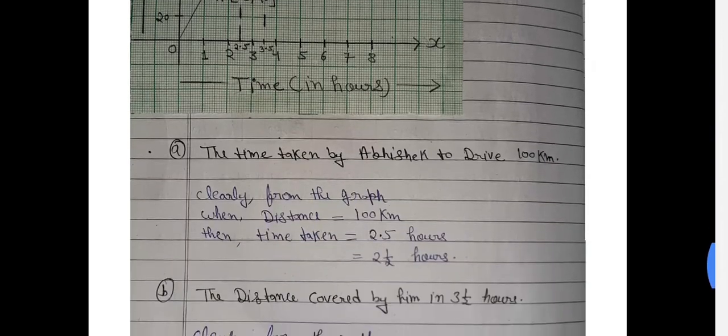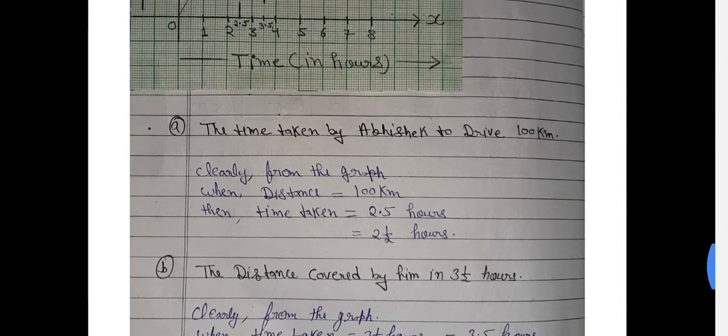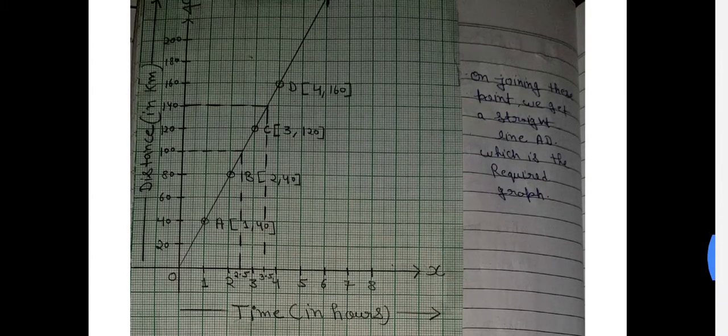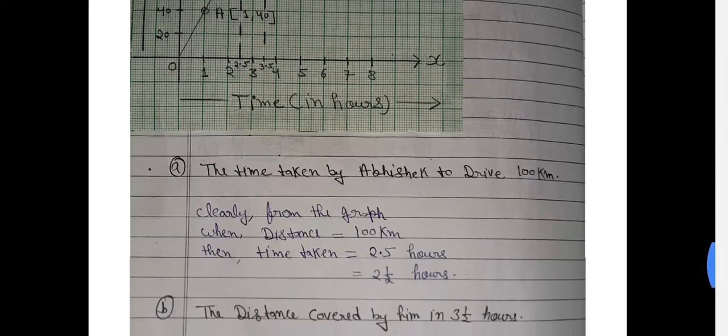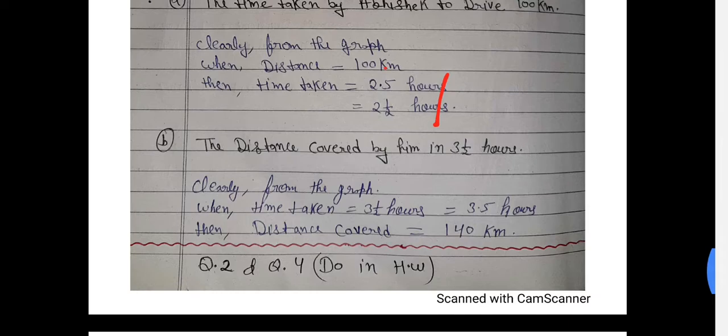So you get the graph. Now the first question: the time taken by Abhishek to drive 100 km. The distance is given as 100 km, so on the y-axis take 100 km. From 100 draw one straight line, and it will cut the graph. Then from there, it will cut at 2.5. So you write here 2.5. Clearly from the graph, when the distance is 100 km, the time taken is 2.5 hours. You can also write it as 2 and 1 by 2 hours. Both are the same.